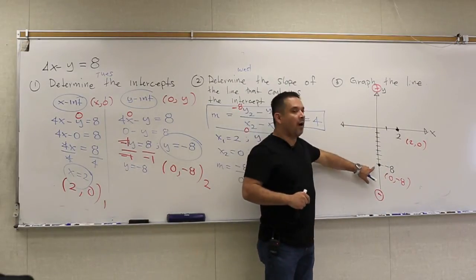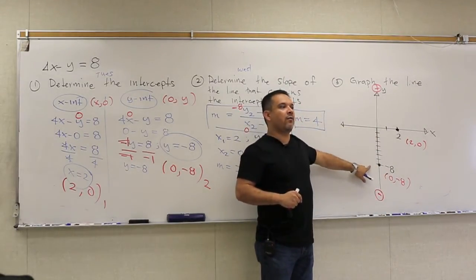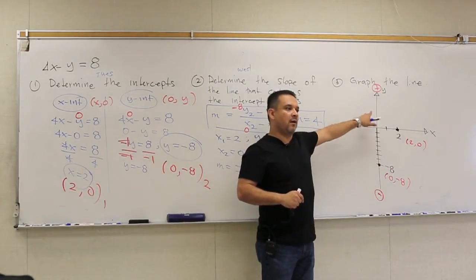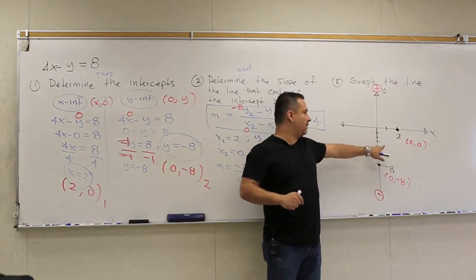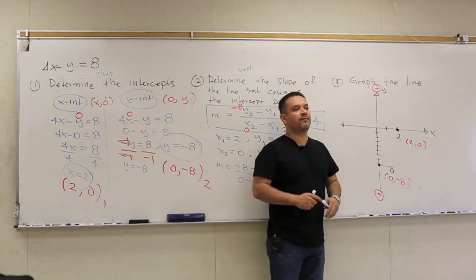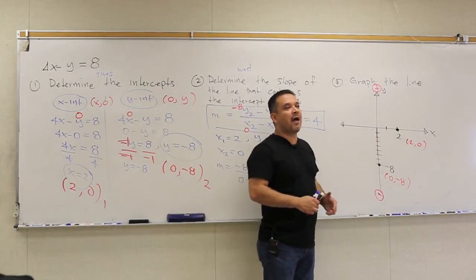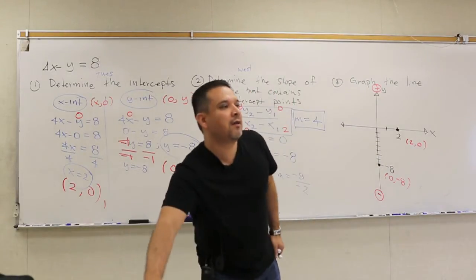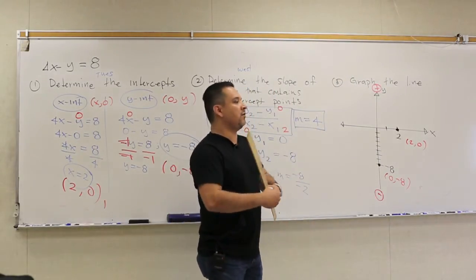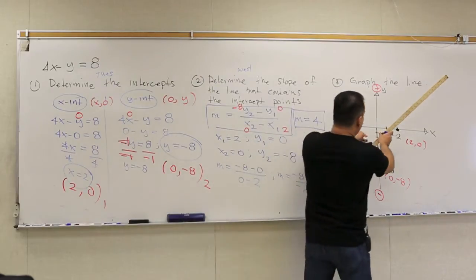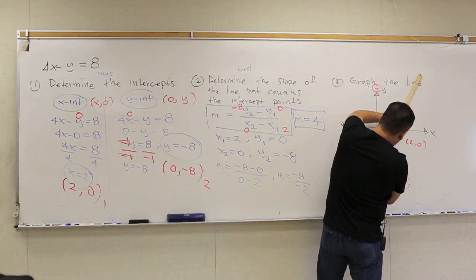Isn't this point on the y-axis? Yes. Right? We call this then a what? A y-intercept value. This is on the x-axis. It's an x-intercept. So we're going to graph this line by plotting the intercepts. So you need only 2 points to draw a line. So now you're going to draw your what? You're going to draw your line. So here we go.